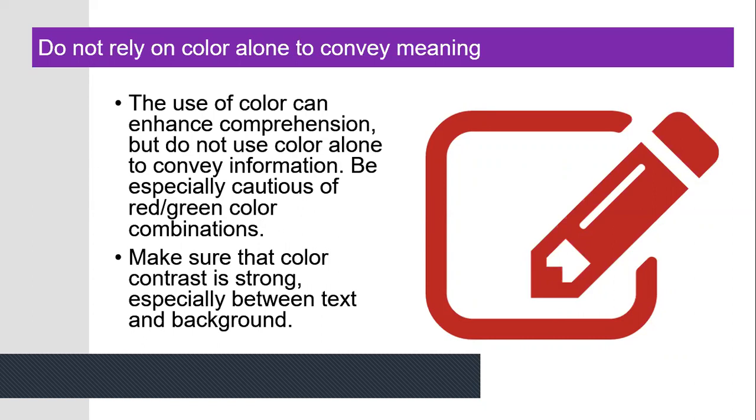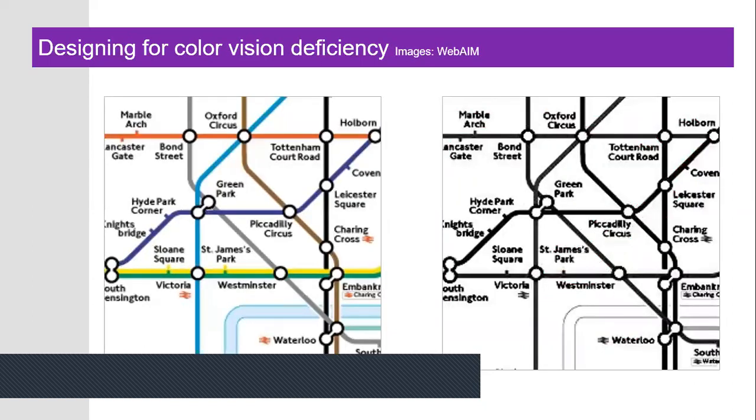By using more than just color, we're providing multiple means of representation. When using color, a good question to ask yourself is, could someone understand this content with the color removed? The first image on this slide is a map of the London Underground Rail system, where the various routes are distinguished only by the color of the lines. The second image on the slide is the same map, but with the color removed. And when the color is removed, there's no way to tell which rail line is which or on which rail line a particular stop is located.